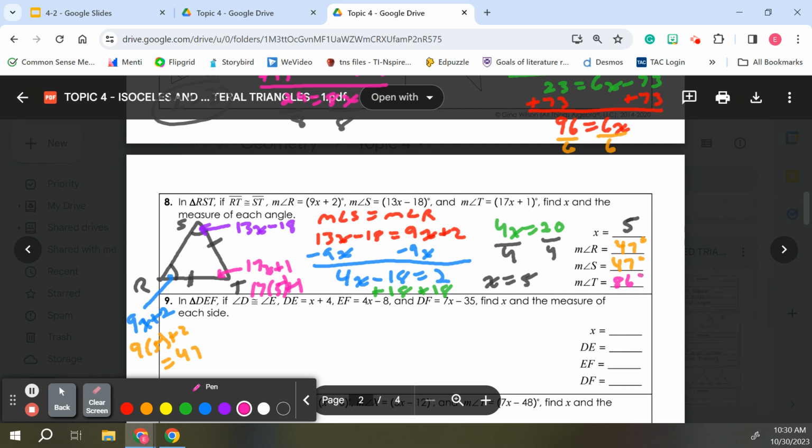I want you guys to try number 10 on your own. Try number 10, because 10 is very similar to number 8. Just skip 9 for right now. Just try 10. I just said try number 10. Try number 10 on your own.